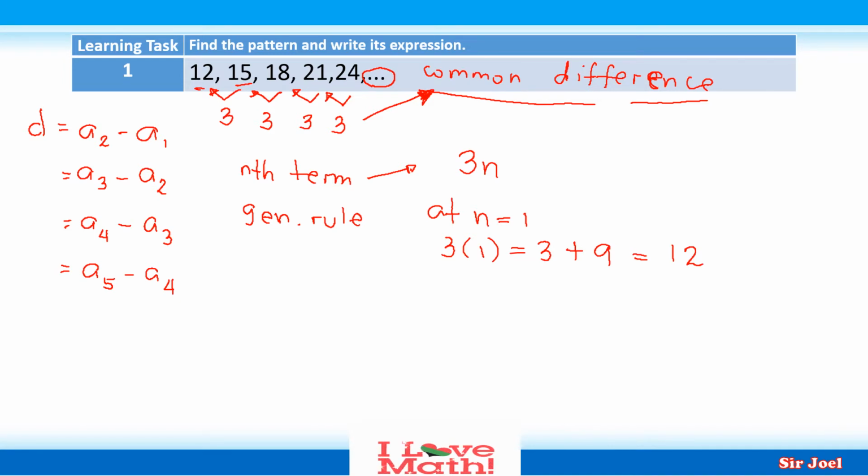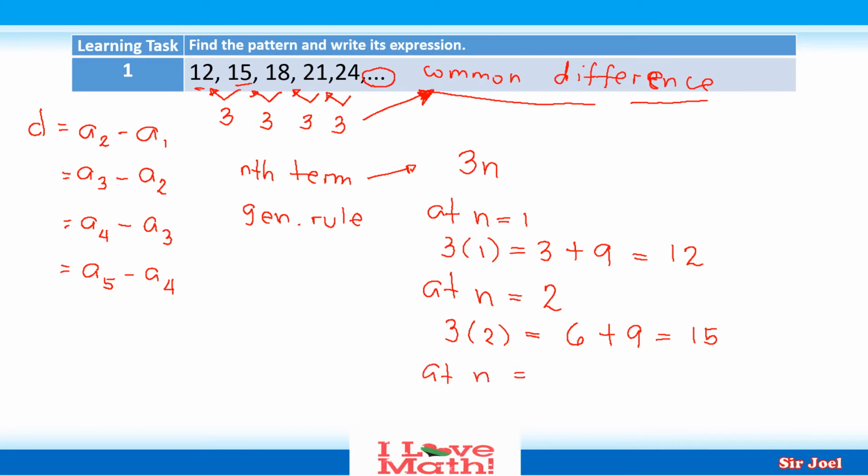At n equals 2. Di sabihin natin 3 times 2. What is 3 times 2? The answer is 6. Pero dapat ang lalabas ay 15. So, kagaya doon sa nauna, pwede nating dagdagan ng 9 para maging 15. Nakakasunod? Okay. Next, at n equals 3.